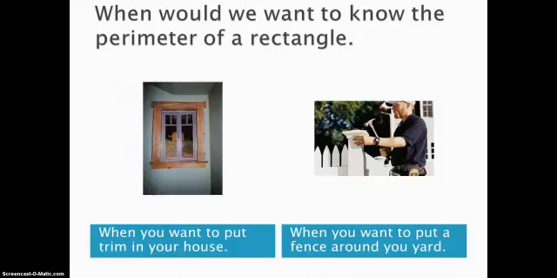Alright, when would we want to know the perimeter of a rectangle? Well, if you look along windows and doors and maybe the bottoms of your walls, you're going to see trim throughout your whole house. Well, to know how much trim you would need to put on there, you need to know the perimeter of that window to find the correct lengths of the trims to add.